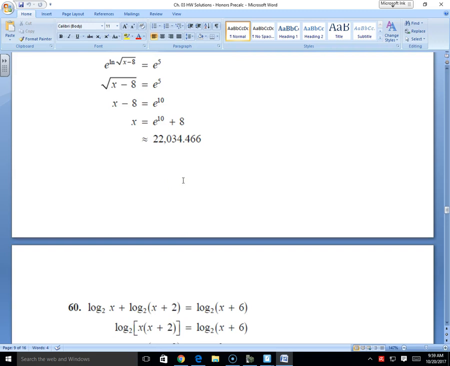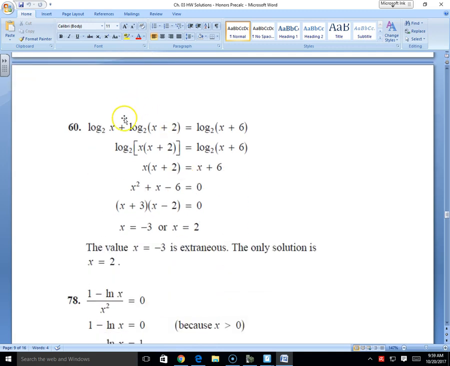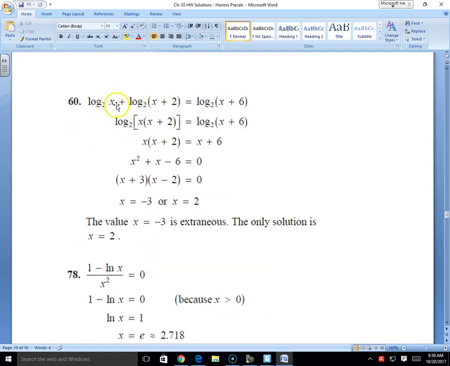Number 60. I think you had to do some condensing on that one. Condense, 1-to-1 property, quadratic, factor, solve, but only 2 is right. Did you guys catch it? Did you check whether negative 3 worked? Because it doesn't. It's extraneous. It's not in the domain. The domain has to be x greater than 0 to work for everybody. So negative 3 is a no, 2 is a yes.